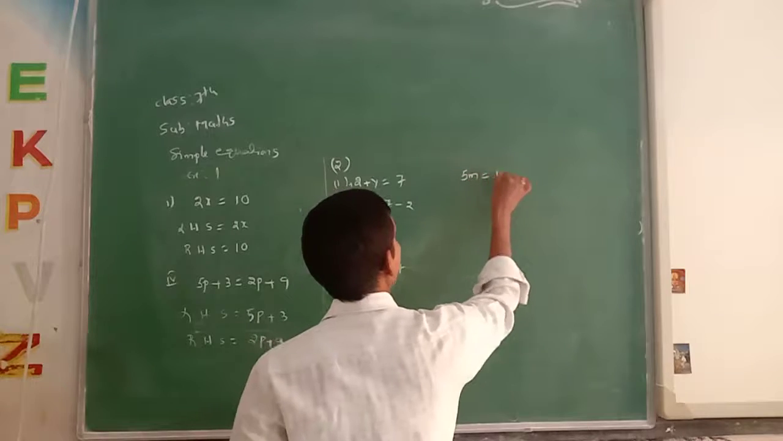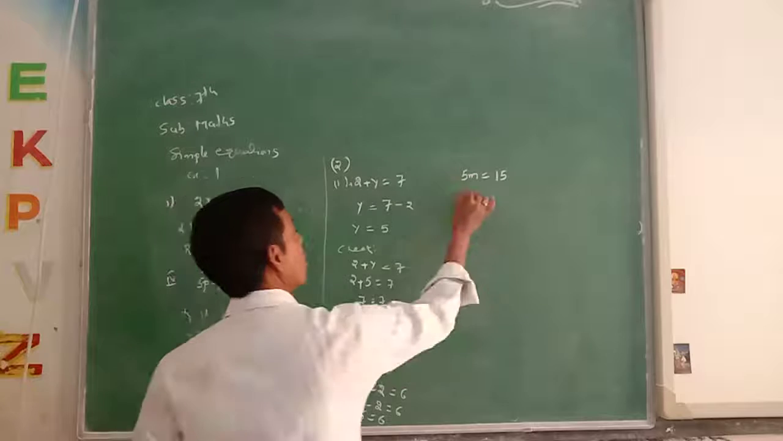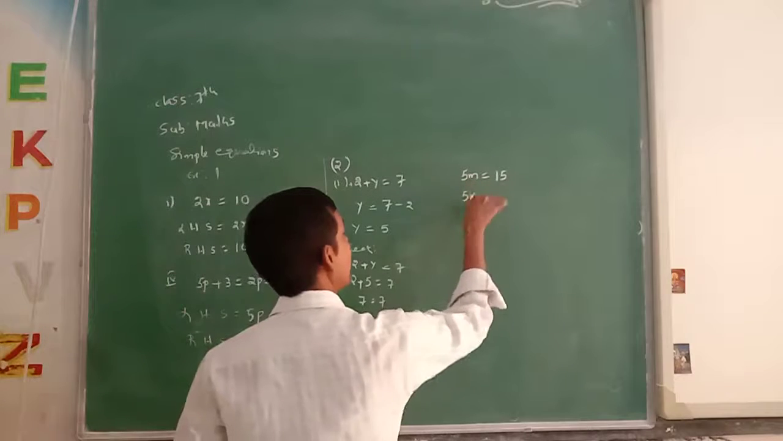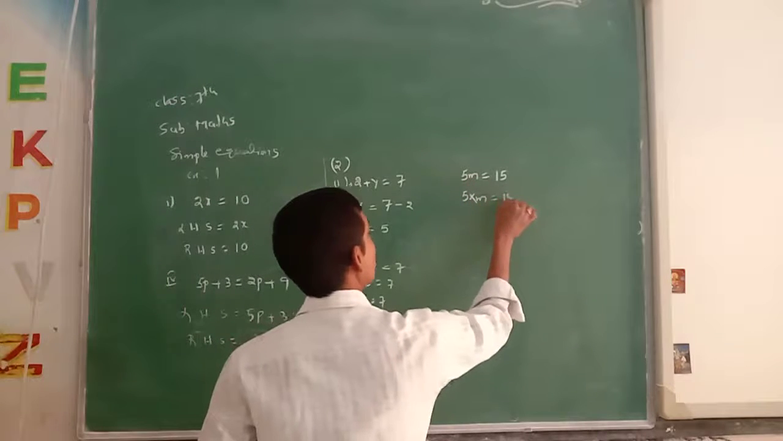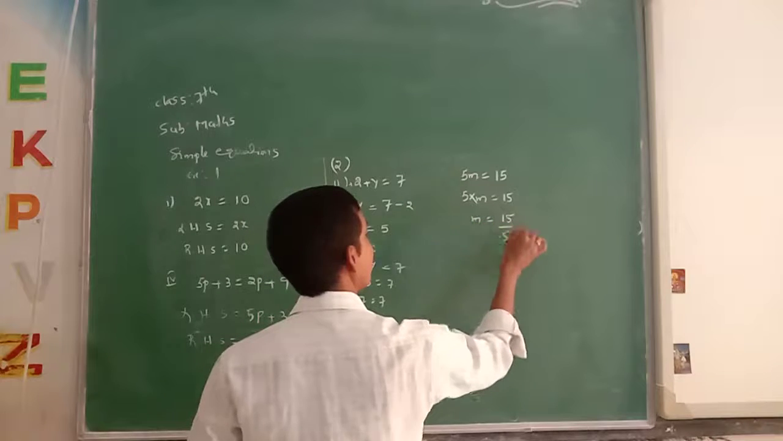5m is equal to 15. 5m is equal to what here? 15. So, here 5m is what here? 5 into m is equal to 15. M is equal to 15 by 5.